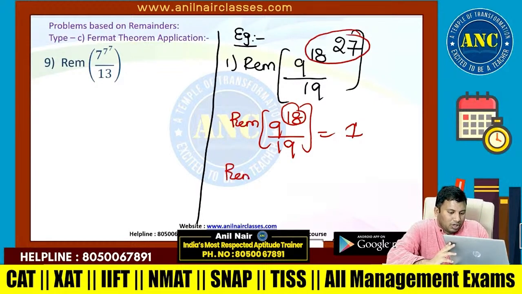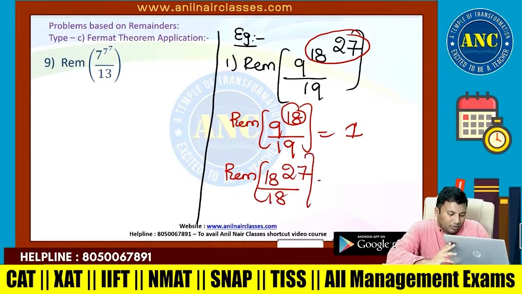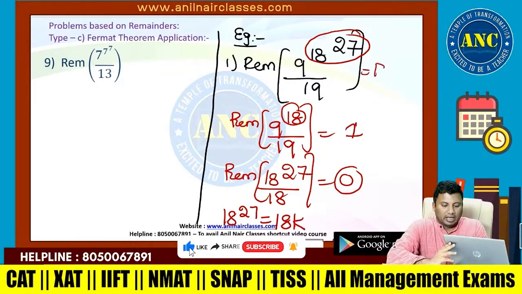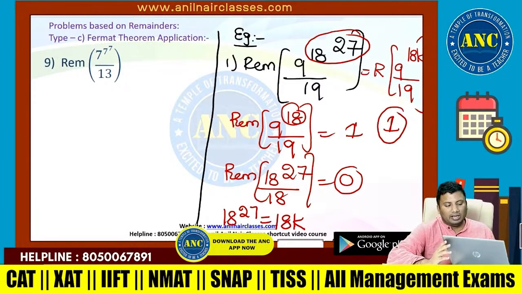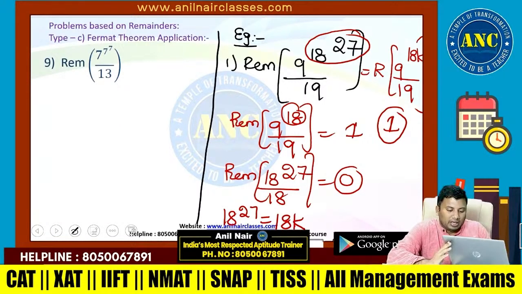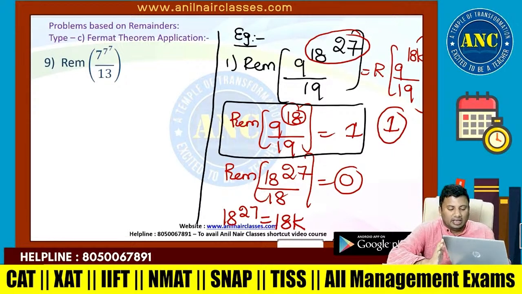If I do 18 power 27 divided by 18, 18 ones are 18, perfectly divisible. So 18 power 27 is perfectly divisible by 18, which means 9 power 18k divided by 19. 9 power 18 divided by 19 is 1. Again I am explaining: according to Fermat's theorem, 9 power 18 by 19 is 1.